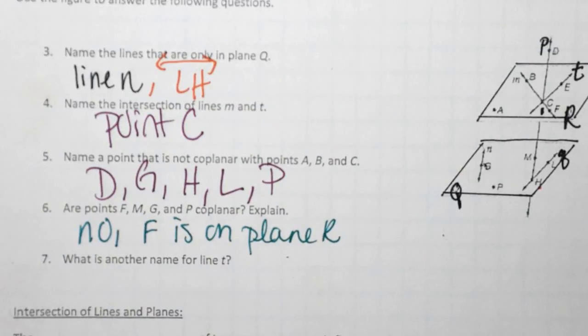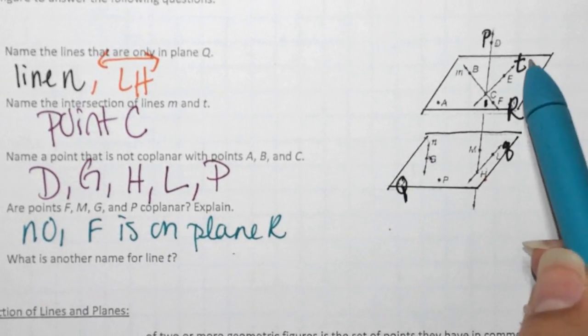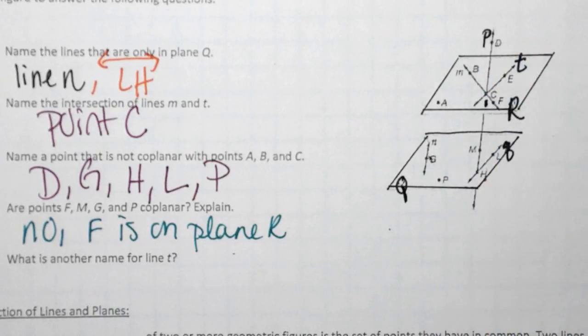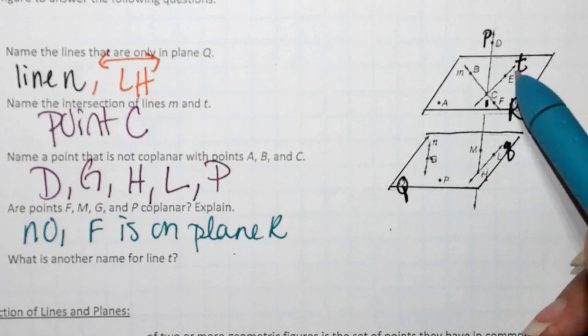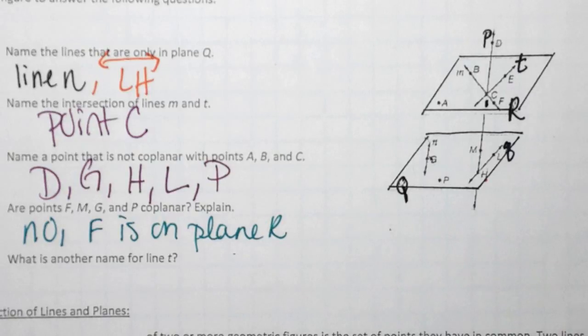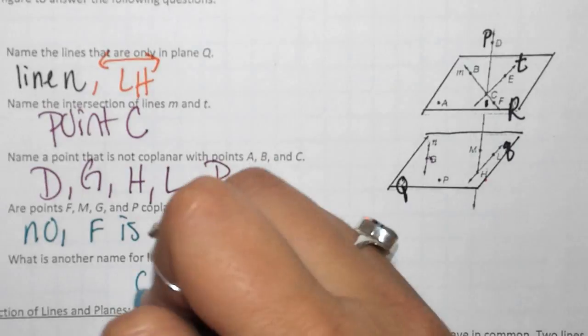All right, what's another name for line T? Grace, can you tell me? Give me another name for it. It's up at the top, in case you need help finding it, because I know it's a little picture. So remember, how many points do we need to name a line? 2, right? And are there 2 other points on line T? What 2? Yeah, good. Take a point.